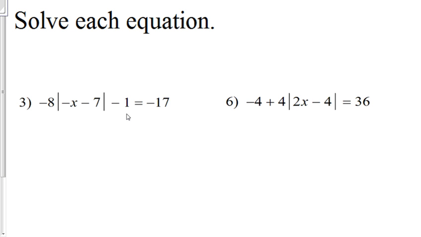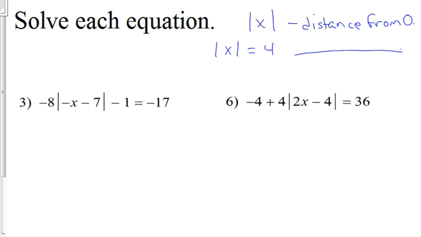Here we go. We're going to do number 3 and number 6 on that front page, but first let's write down a couple little notes here. They deal with the absolute value. So remember now, the absolute value is just the distance from 0. So if we think of this and we're given a real simple equation that looks like this, absolute value of x is equal to 4.